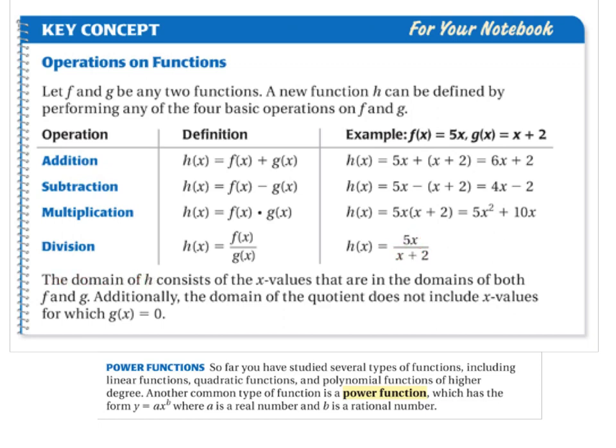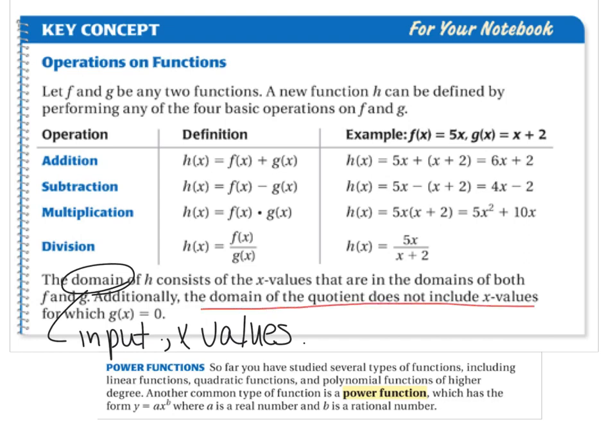The domain of h, now reminder, I've told you this before, but domain is your input or your x values, okay? So the domain of h consists of the x values that are in the domains of both f and g. So I can look at the domain of f and the domain of g. What am I allowed to input to f, and what am I allowed to input to g? Additionally, the domain of the quotient does not include the x values for which g of x equals 0. So right there, okay? This right here would say x cannot equal 2 or negative 2, which would make that a 0.